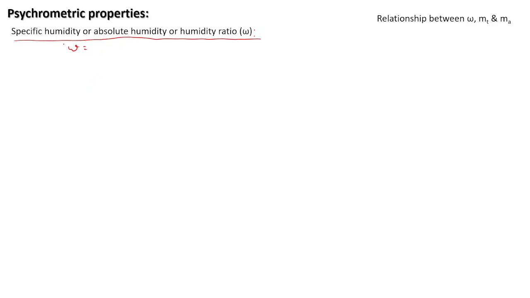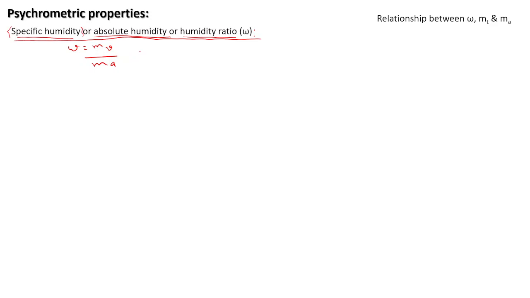Okay, so keep these three terms in mind, otherwise in some questions you will make mistakes. Any word they can use: specific humidity, or absolute humidity, or humidity ratio. So it is the ratio of the mass of water vapor to the mass of the dry air. So what would be the unit of that?